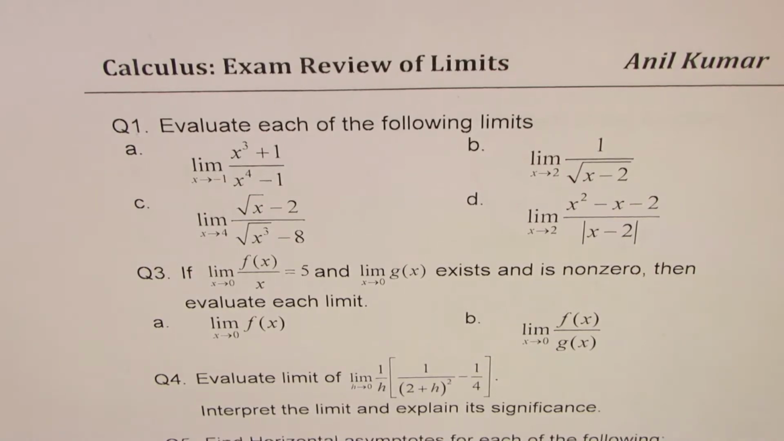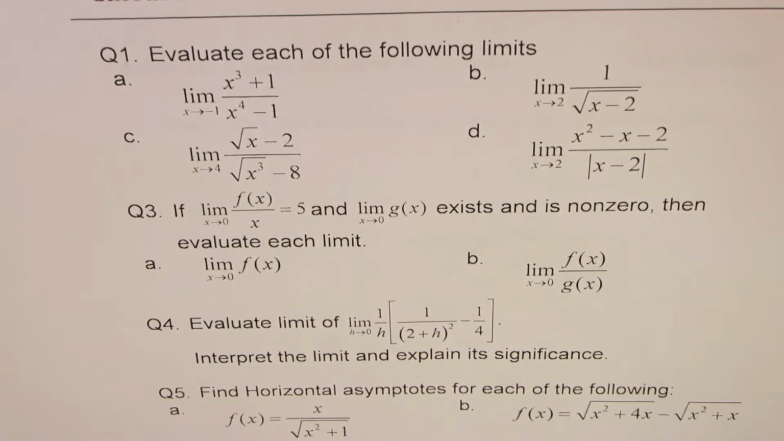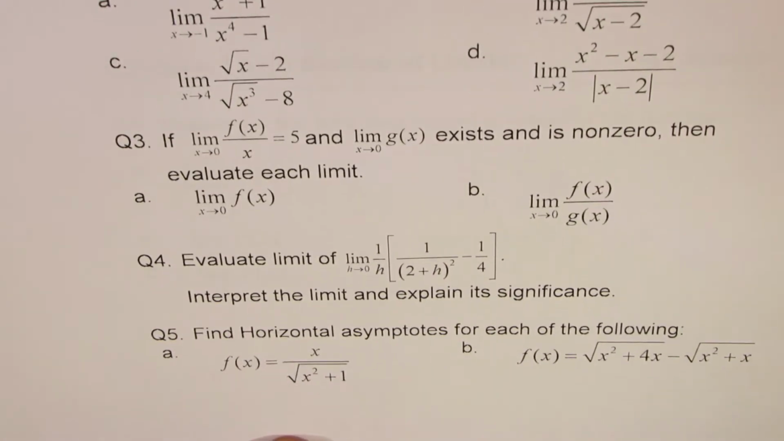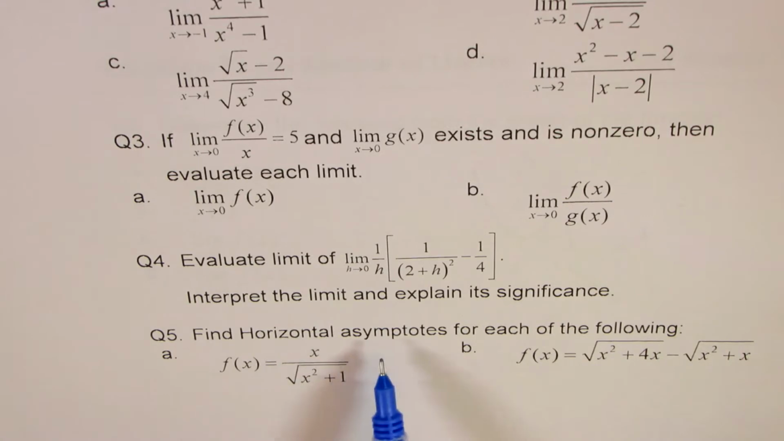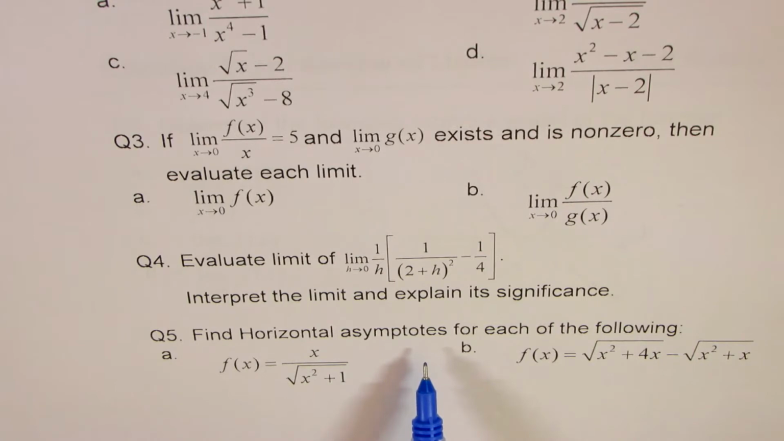Question number 4 is on understanding limits basically. You need to evaluate this limit and also interpret the limit and explain its significance. It's a communication question. Question number 5 is probably a very difficult question in this series. You need to find the horizontal asymptote for each of the following. So I've kept 2 examples here. Finding a horizontal asymptote means you have to find the limit when x approaches positive and negative infinity, correct?